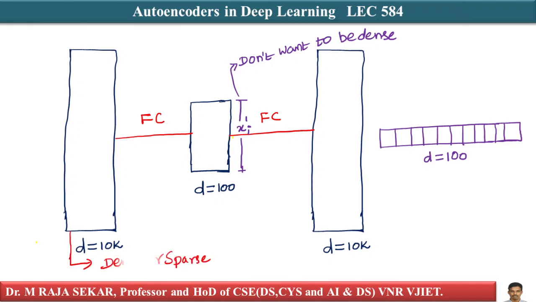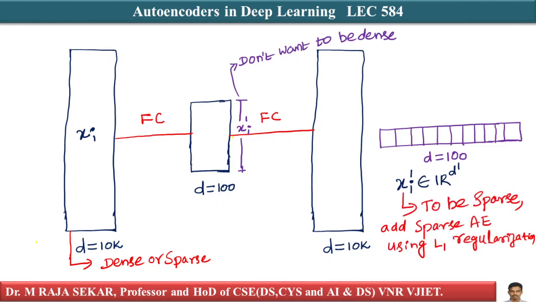xi could be dense or sparse, I don't care, but the output representation that I get here is my xi. I also have xi dash. Suppose my xi dash belongs to R power d dash. If I want this xi dash to be sparse, I can easily add L1 regularization in the sparse autoencoder.